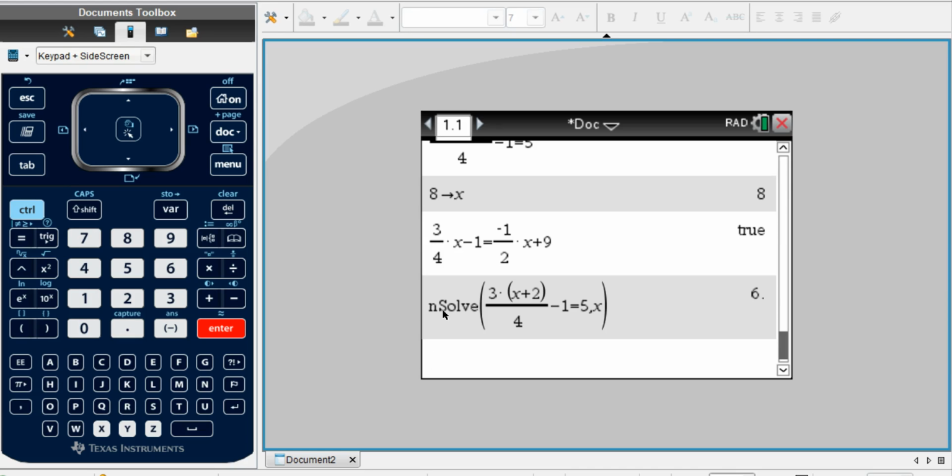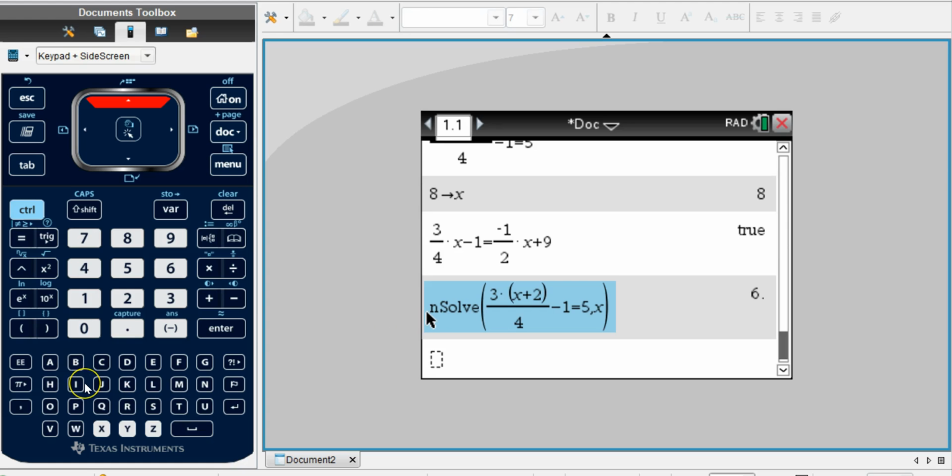6. Now, Akram, did you get a different number? Did you get 6? The comma, I have to put in to use nSolve. I got to type in the equation. Then I have to tell the calculator this is the end of my equation. Comma. X, which is the letter I want it to solve for. Okay? Have to do it that way. That's the way nSolve works. So it tells me x is 6.